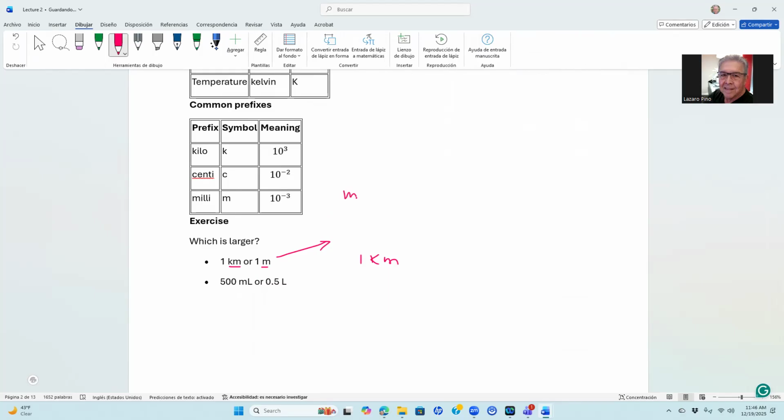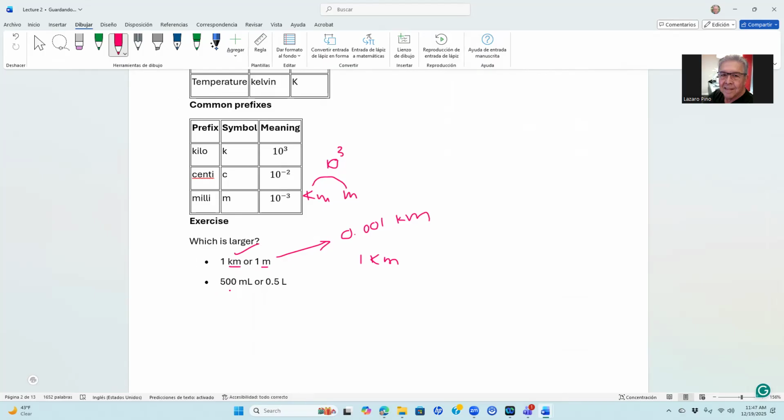From meter to kilometer, we have 3 spaces. Then I have to multiply by 10 to the third. So 1 meter is equal to, in this case you have to divide, so it will be 0.001 kilometer. Then when you compare 1 kilometer and 1 meter, of course, 1 kilometer is larger.